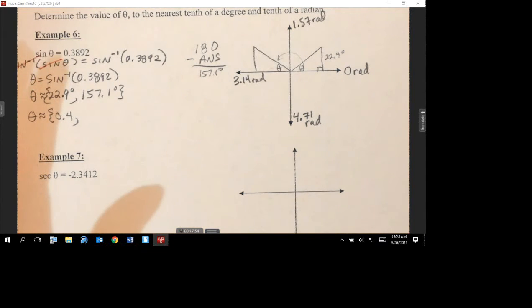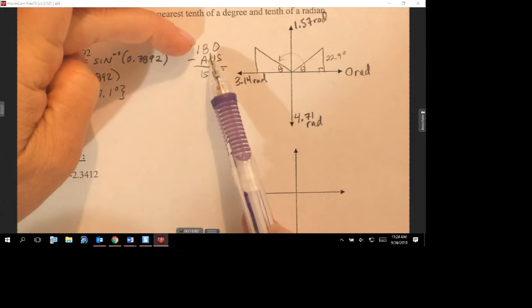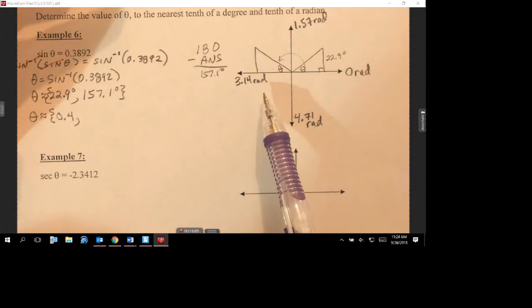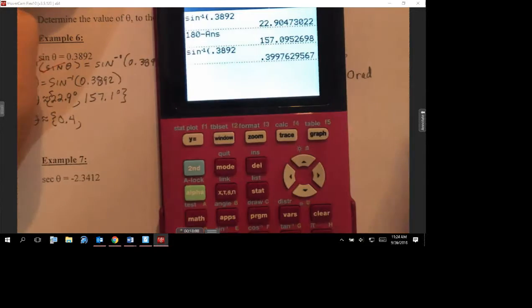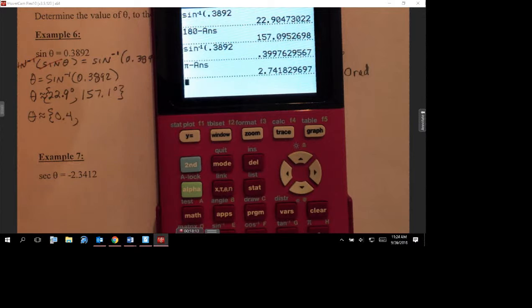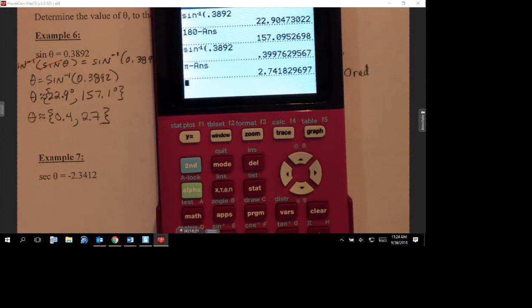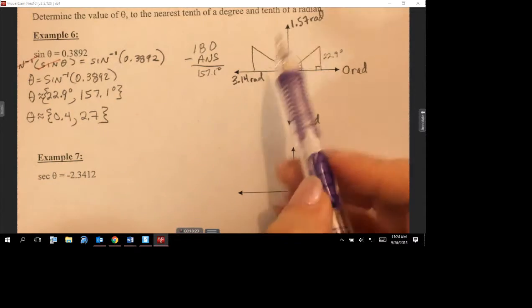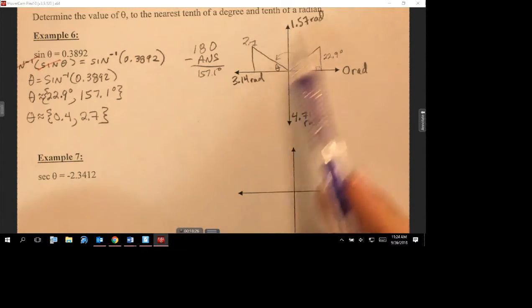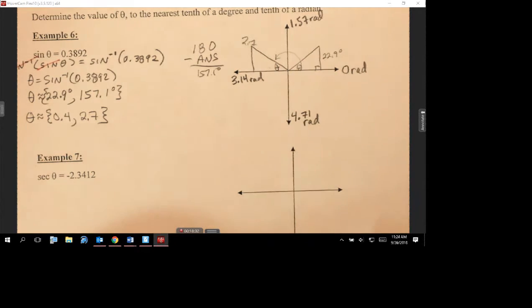Because if I got an answer like 1.9, then that wouldn't make sense. So for my second one, just like I did for the degrees, I took 180 minus the answer. Well, I'm not going to take 180. What am I going to do? Pi minus the answer. So you just do pi minus answer. 2.7. And then look at your picture. Does 2.7 fit into that second quadrant? Because people will tell me answers that don't go in the quadrant they drew. So check that.